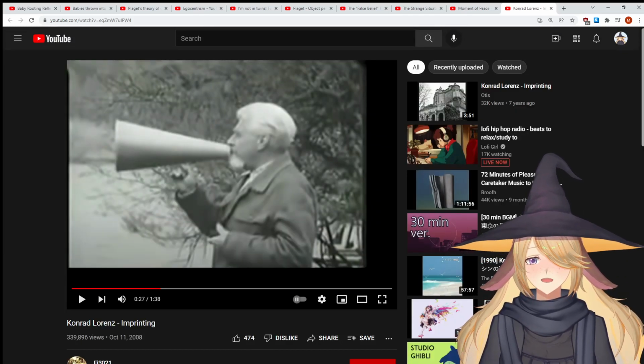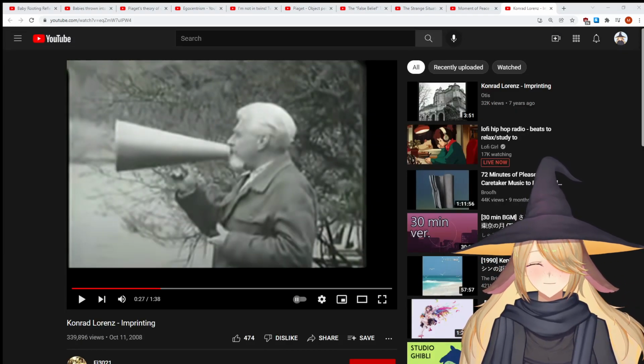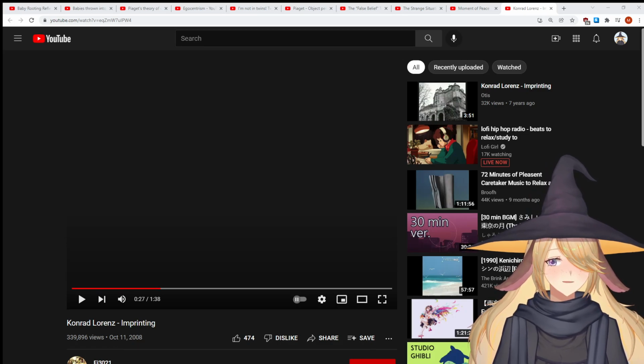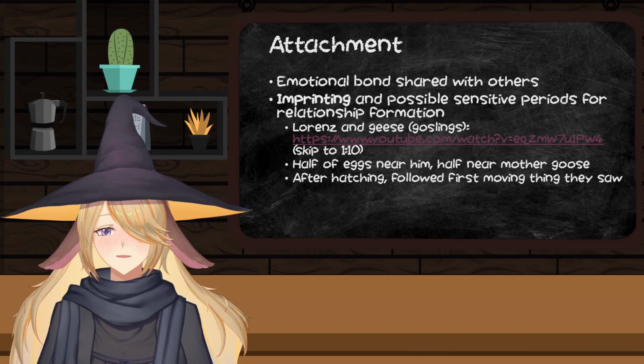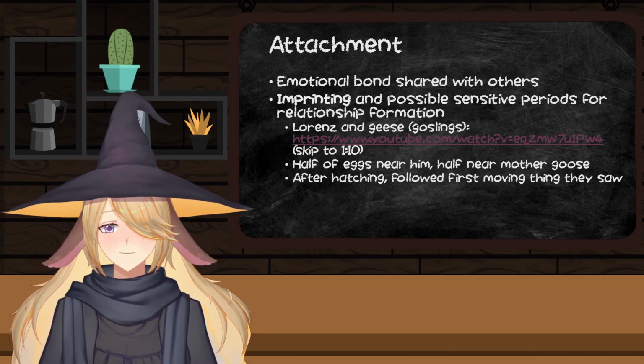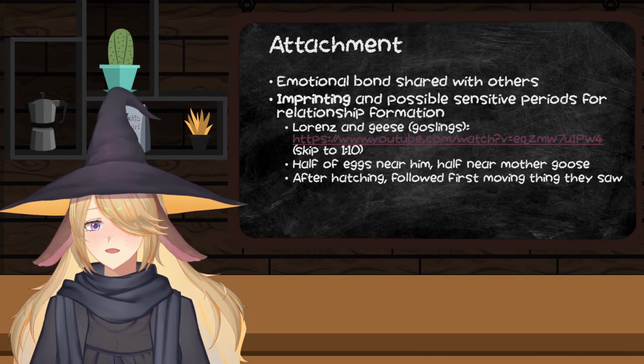So it's very obvious with the geese, right? But psychological theorists actually believe that this might be more applicable than we realize, and that there might be something to imprinting as it goes on.